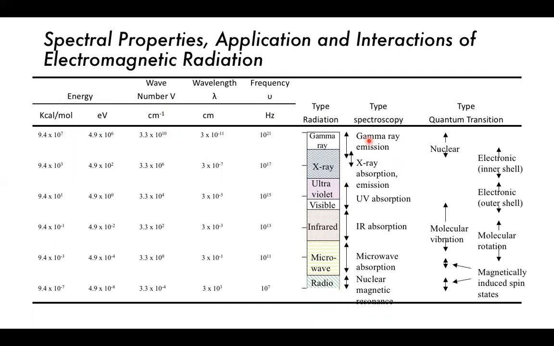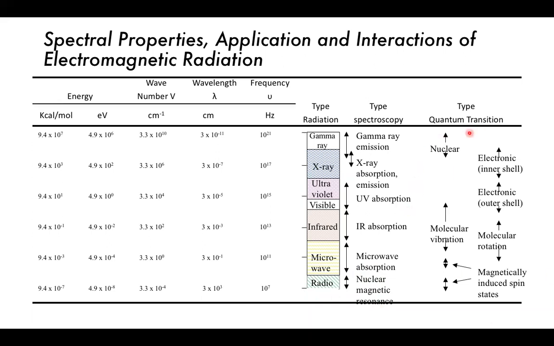Type of spectroscopy that we use here. Generally, the type of spectroscopy is named after the region, although generally the version of that changes. So like in gamma rays, we typically use emission. X-rays, you can use absorption and actually emission. UV is absorption, IR is absorption, microwave is absorption, and radio waves are used in nuclear magnetic resonance, which is called NMR, which is a very important thing in organic chemistry.